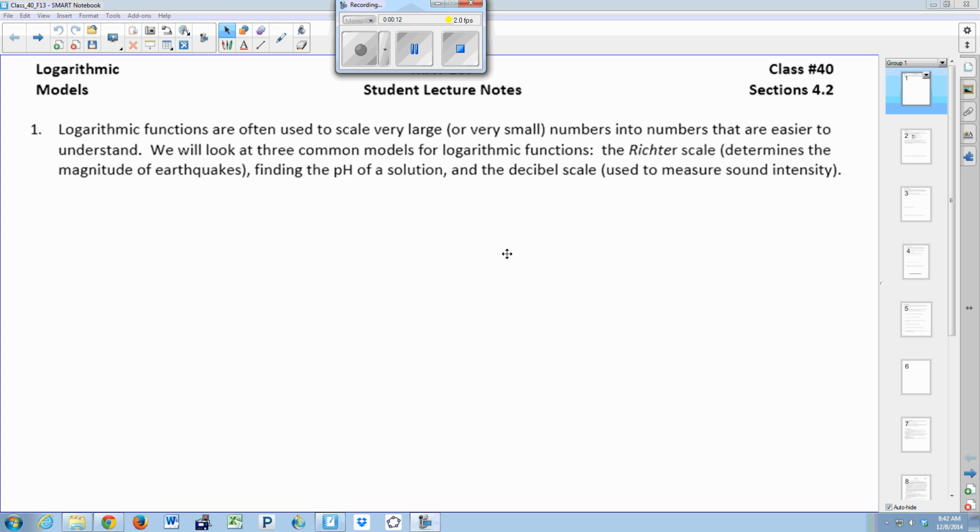So your projects are not officially due. This project here is not officially due until Monday. However, if you want to pass this in anytime between now and next Monday so that I can grade it for you and you can have it back in time for your final, I'm willing to do that. So you can pass this in at any time.